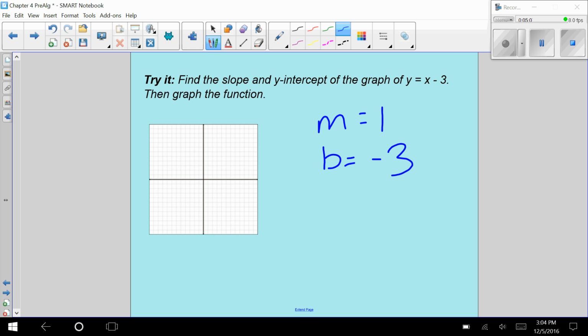So we start down 3, we rise 1, run 1. So we just go up and over, up and over, up and over. And we draw our line as straight as we can. And there we have it.